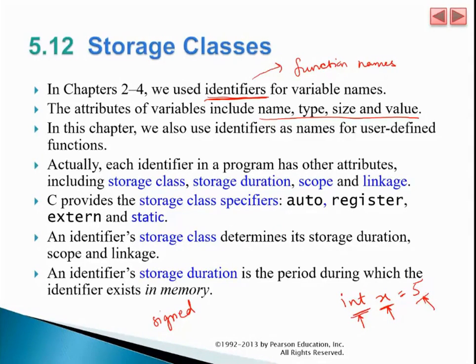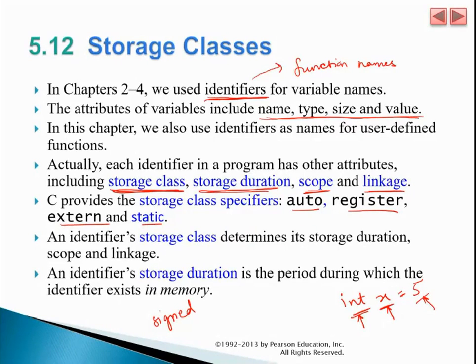Okay, so these are the attributes that we have already seen, but there are a few more attributes related to the identifier, and those attributes include storage class. The type of storage class, we will come to what this is. Then there is storage duration, then the scope of the identifier, and linkage of the identifier. Now what is storage class? Storage class could be auto, register, extern, or static. These are the four types of storage class that any variable can have.